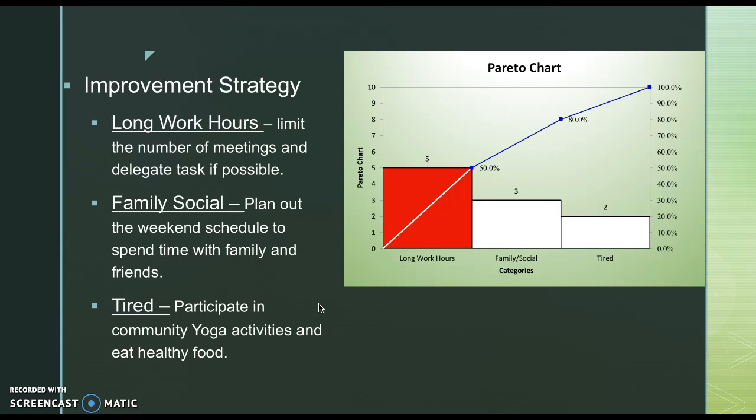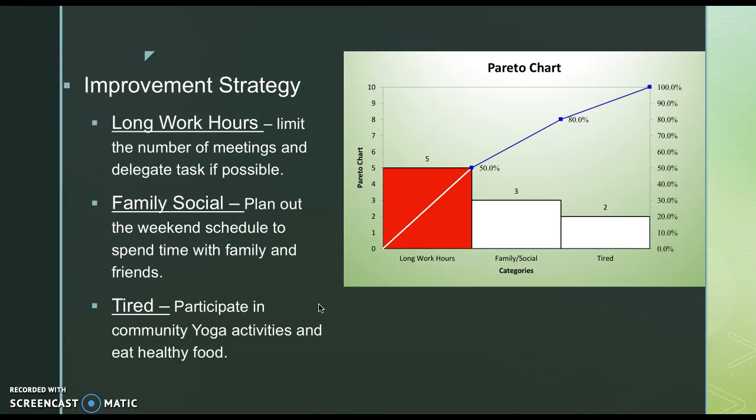So the improvement strategy here, once I know which are my worst two areas, for the long work hours, I thought of limiting the number of meetings I would decide at work, and see if I can limit the meetings if possible, and delegate the tasks to my peers or other co-workers if possible. This will give me more efficiency to get out of work on time.